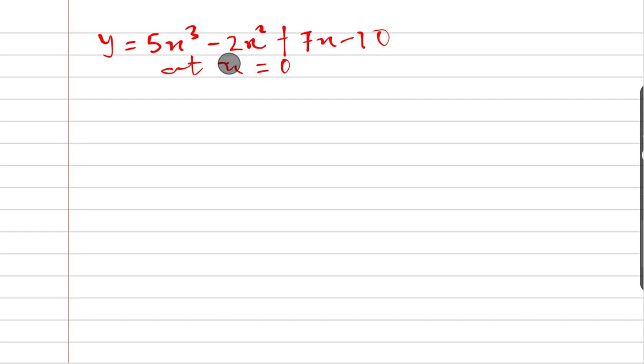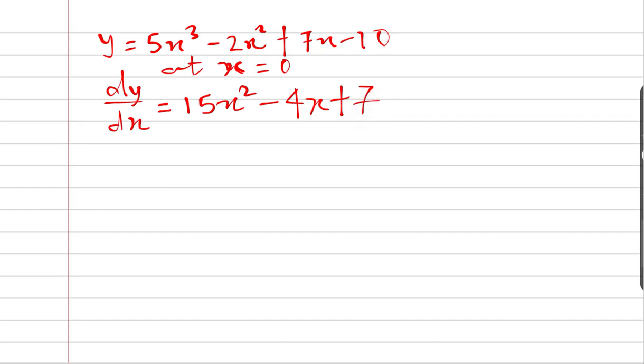You want to find the gradient of this curve. What will it be? You just do your dy dx. That will give us 15x squared minus 4x plus 7. Then at x equals 0, that will now be dy dx.